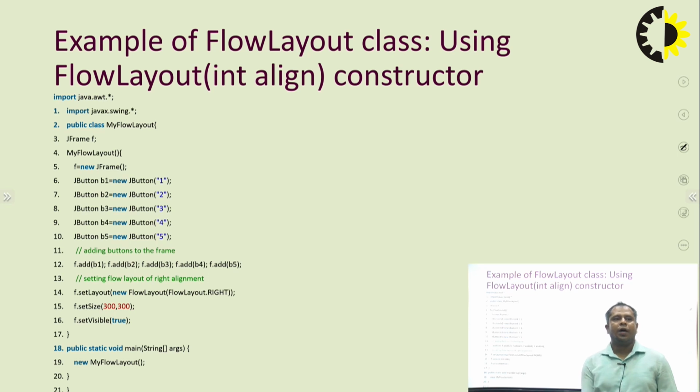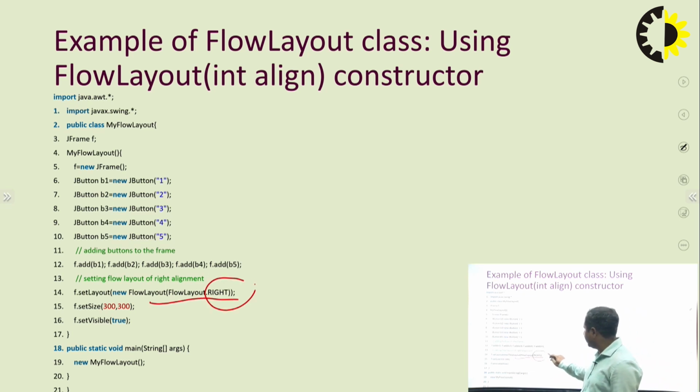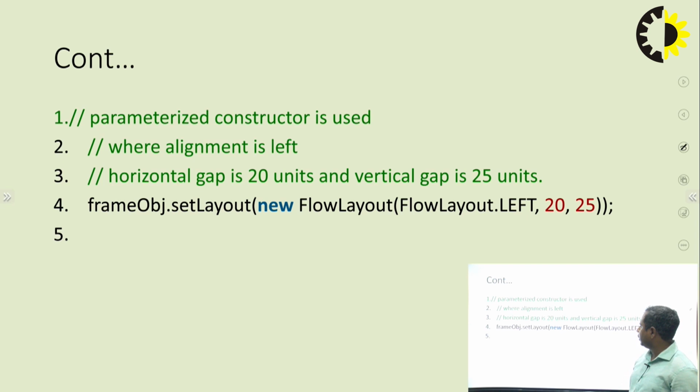Next, an example of the flow layout class using the flow layout integer align constructor. Here we can see that we pass FlowLayout.RIGHT as the variable. We can say that we can pass left, right.